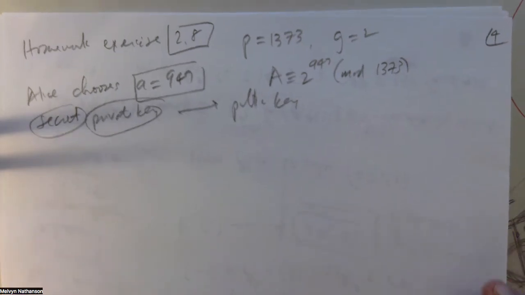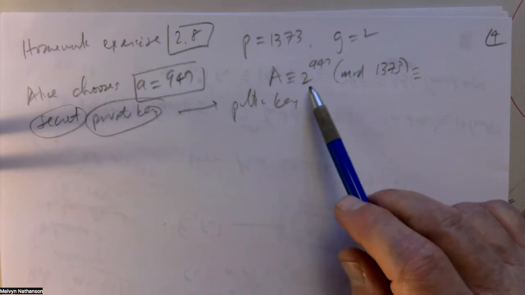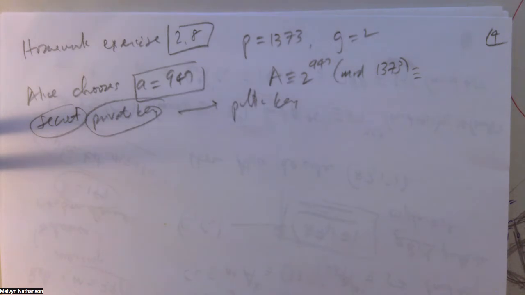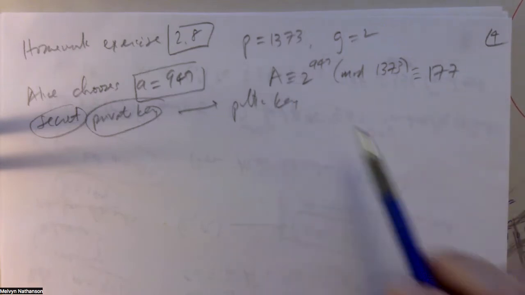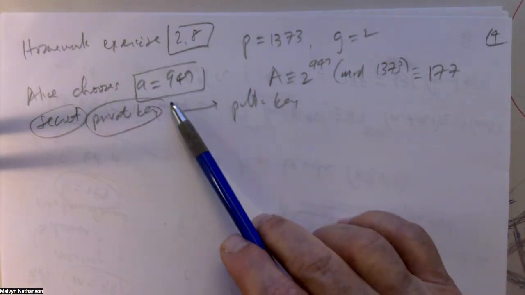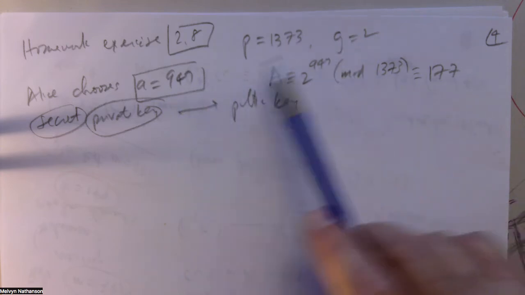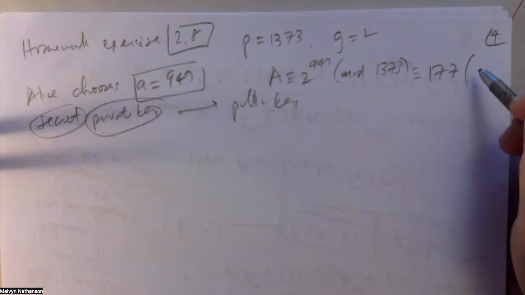So I'm choosing to use Maple, which is very good. If I want to know the least non-negative residue of 2 to the power 947 mod 1373, Maple gives me the answer. It's 177. So this is the message that Alice publishes. It's 2 to her secret number A, 947, mod 1373, and that's 177.